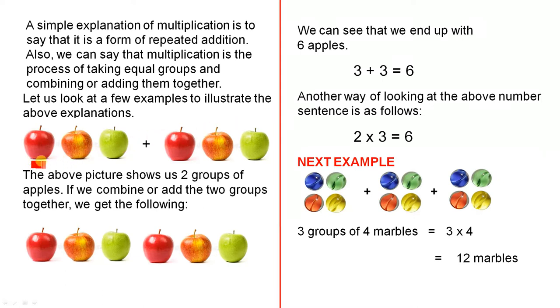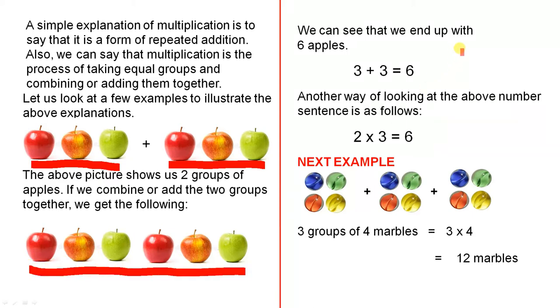Let's look at this group of 3 apples here and another group of 3 apples there. The above picture shows us 2 groups of apples. If we combine or add the 2 groups together, we get the following. We get a group of apples here. We can see that we end up with 6 apples. 3 plus 3 equals 6. Another way of looking at the above number sentence is as follows. 2 times 3 equals 6.